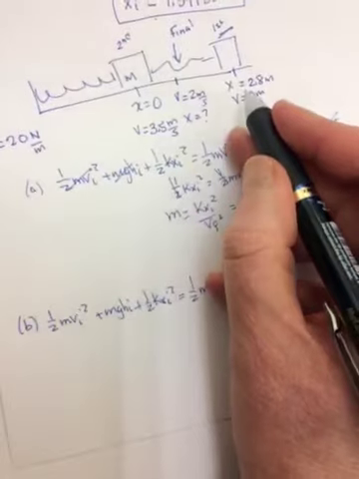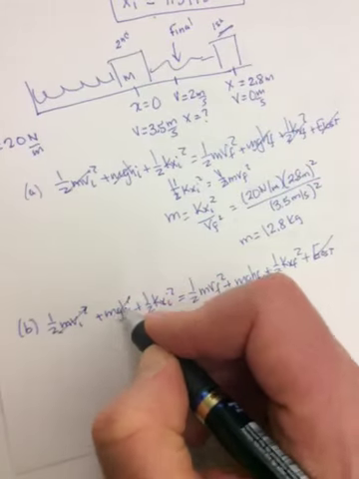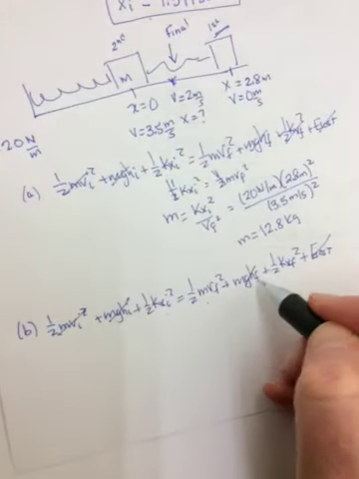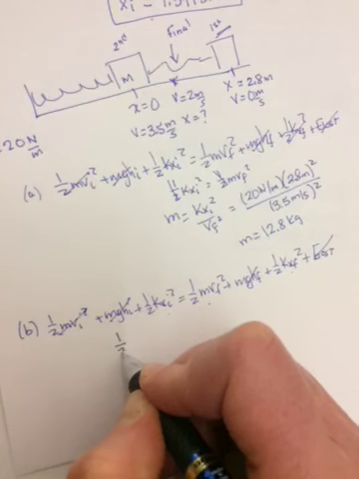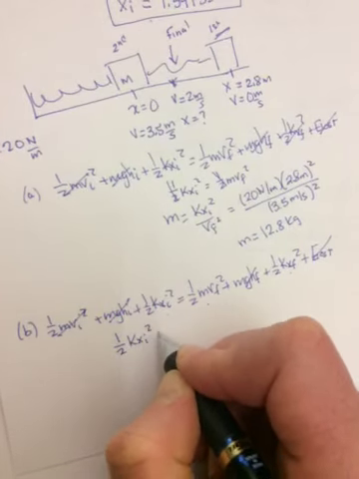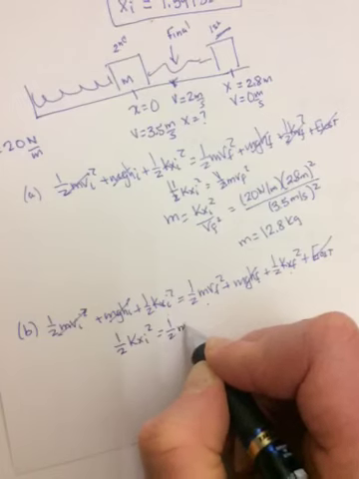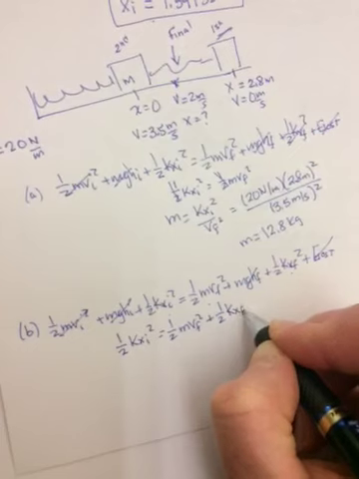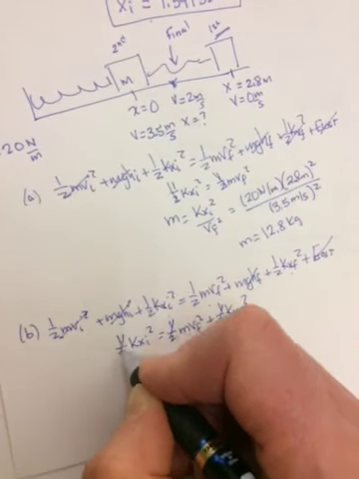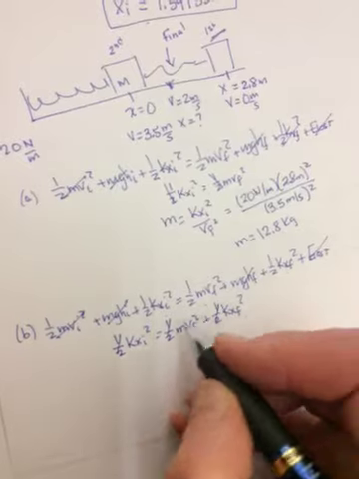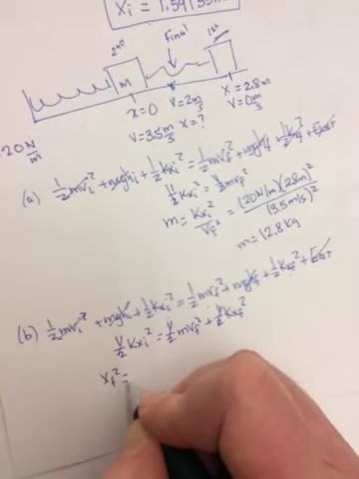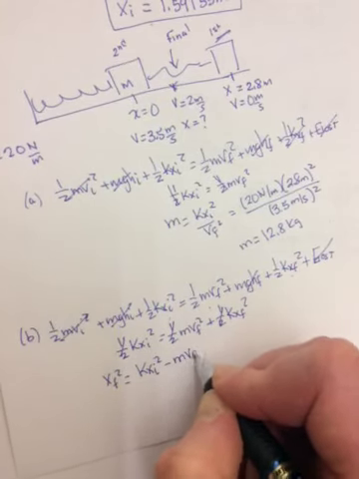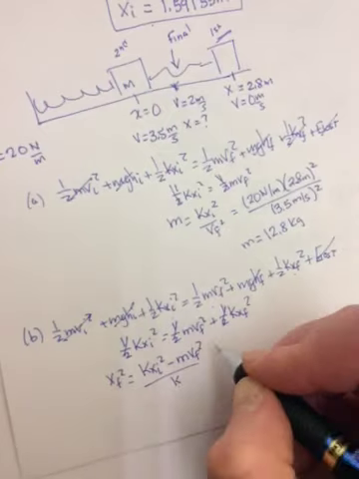No E lost. So out here at my initial, there's no speed, there's no mgh, but there is an x. And in here at my new spot, there's a speed, no mgh, but an x. So we have 3 terms this time. 1/2 kx initial squared is equal to 1/2 mv final squared plus 1/2 kx final squared. The halves will still cancel, and this time we're looking for x final. So x final squared will be equal to kx initial squared minus mv final squared over k.